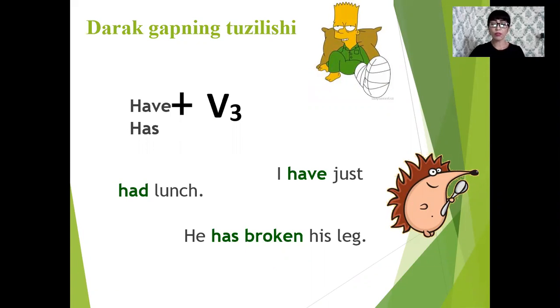Okay, you can see from the example that I have just had lunch. Have is the auxiliary verb and had is the third form of the verb have. And he has broken his leg, has for the third person, and broken from the verb break, third form.